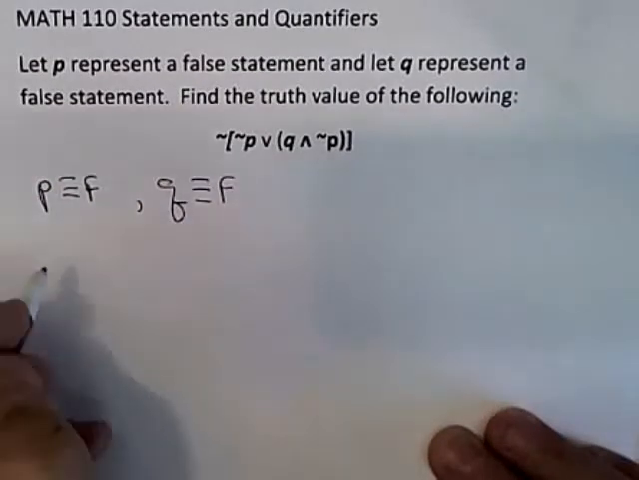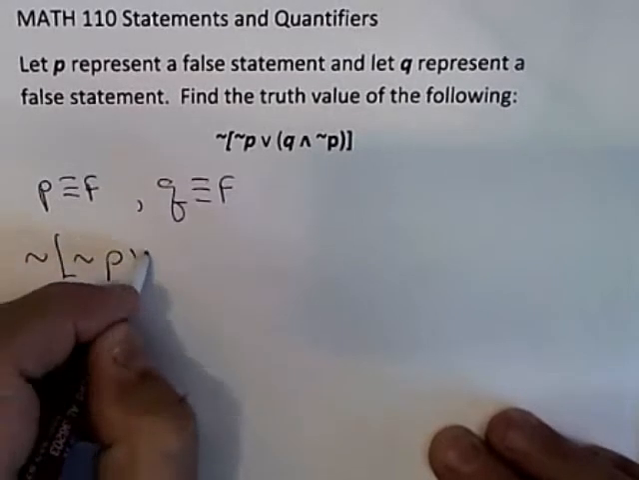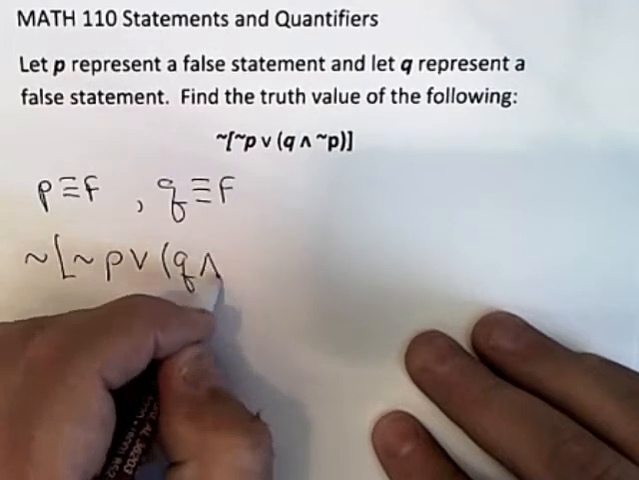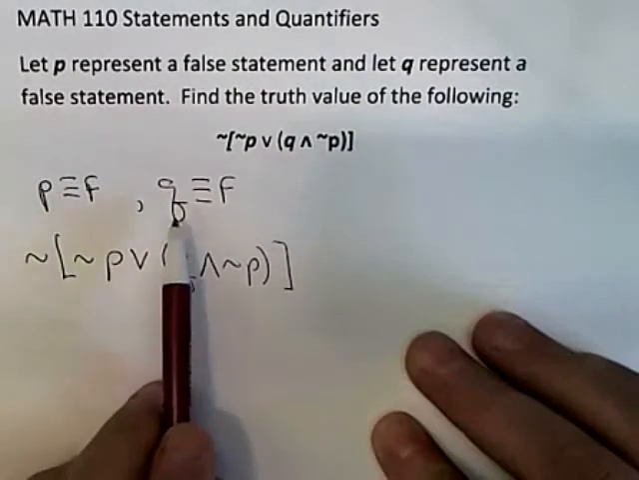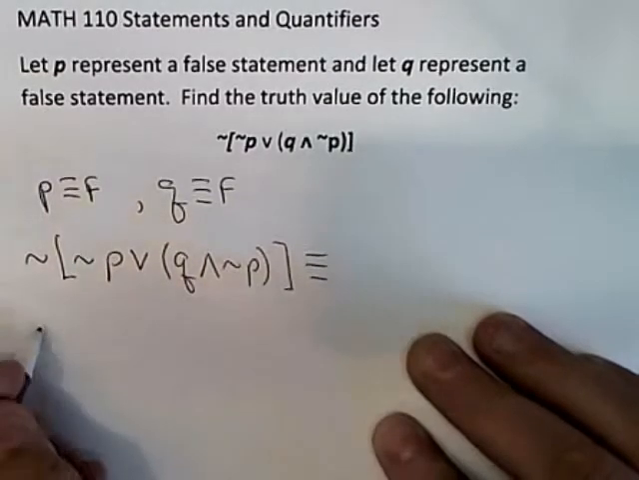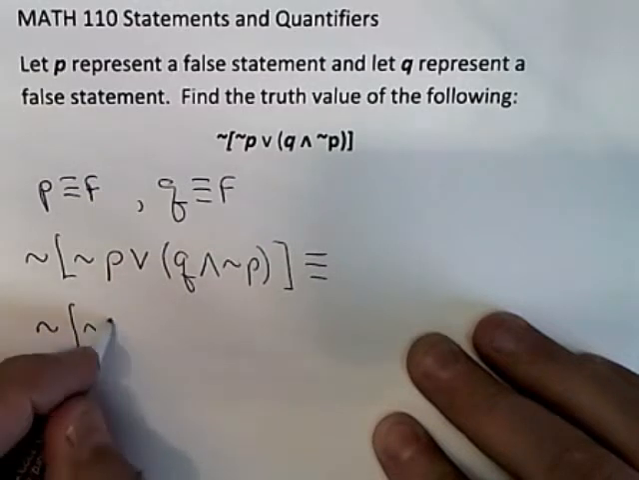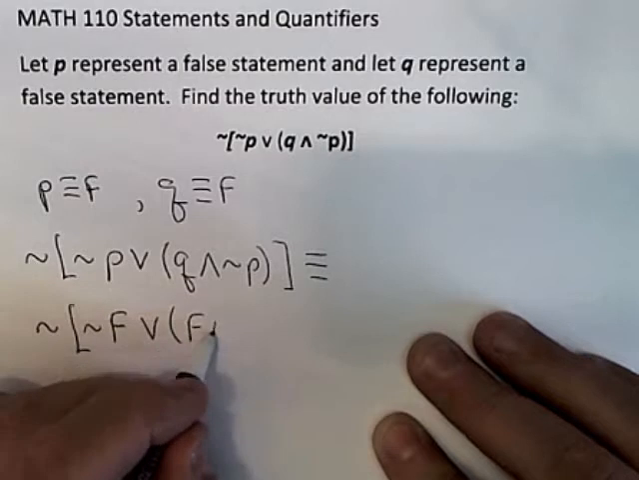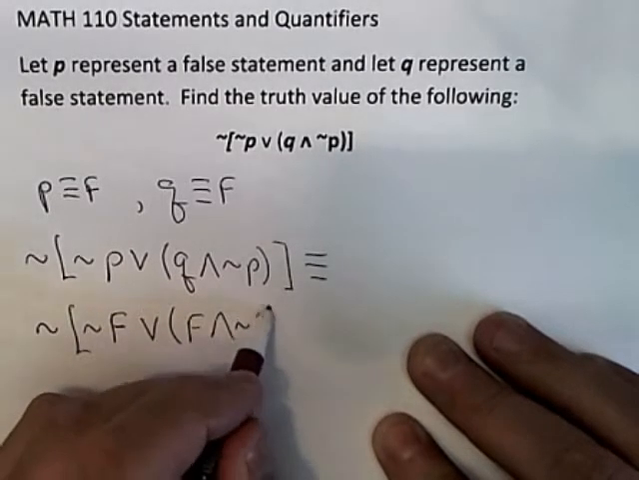So I can actually go into that, and I'll write it down here again so you can see it better. We can actually go into that expression and everywhere there's a P I put in a false, and everywhere there's a Q I put in a false. So if I continue that process, I get the negation of P, but if P is false, I'll just put in a capital F. Then Q is false, and then the negation of P, and if P is false, I'll just put in an F.